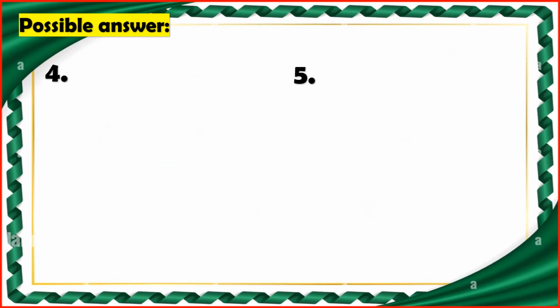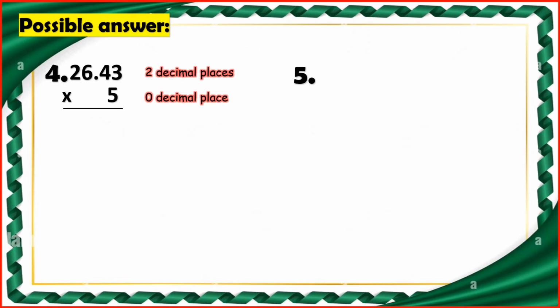Okay, so let us move on to number 4. So we have the given, which is 26.43 multiplied by 5. And 26.43 has 2 decimal places, while 5 has 0 decimal places. So let us multiply. So the answer now is 13,215, but we will put the decimal point 2 places. So now the answer is 132.15.